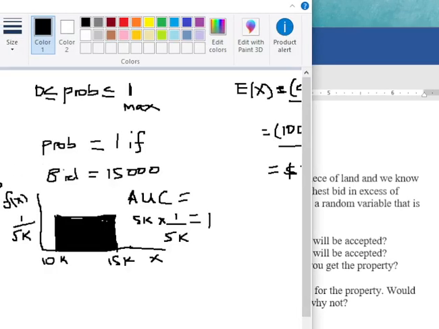In this case, the probability ranges between 0 and 1 as a rule. So the maximum probability you can get is 1. So for probability equal 1, we see that the bid would have to be 15,000, and this is because the area under the curve between 10 and 15,000 would be 1. Okay, so your answer here would be 15,000 in terms of a bid.